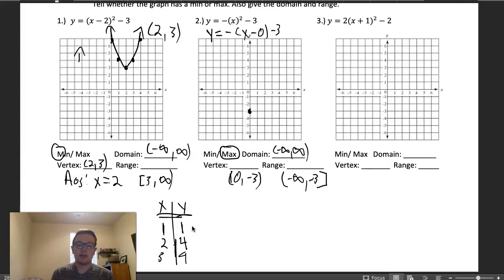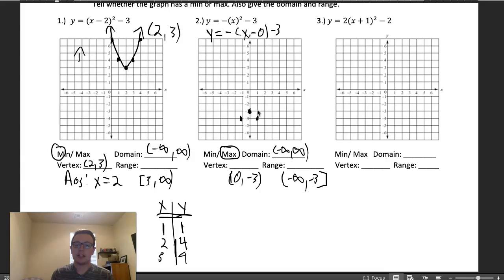Now, all we have to do to change this and to make sure we're graphing right is we're going to multiply y by whatever our a value is, whatever our coefficient is. So instead of going 1, 1, 2, 4, 3, 9, we're going to multiply each of these y values by minus 1, because a is minus 1. So instead of going over 1 and up 1 each way, we're going to go over 1 and down 1.